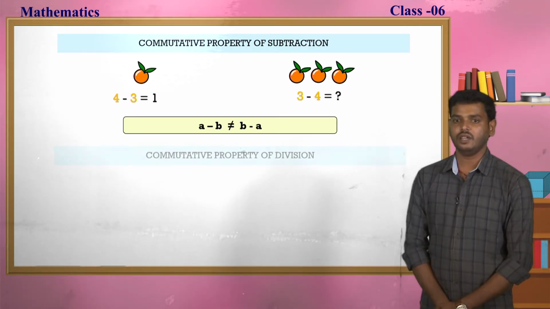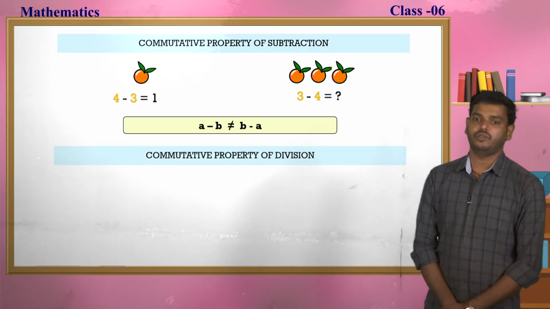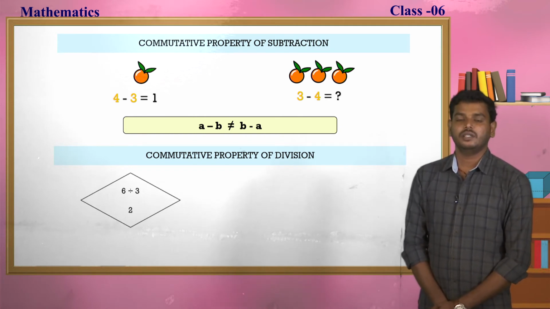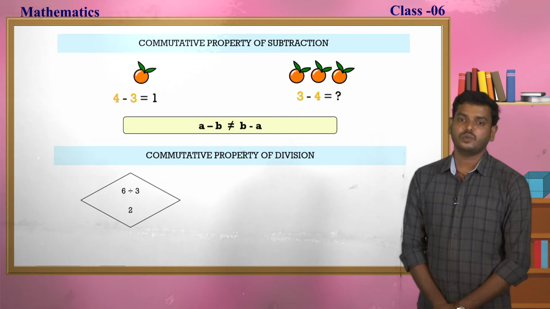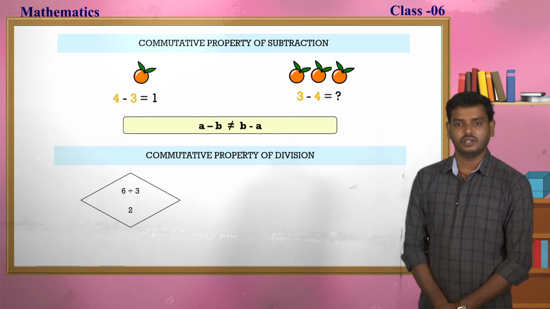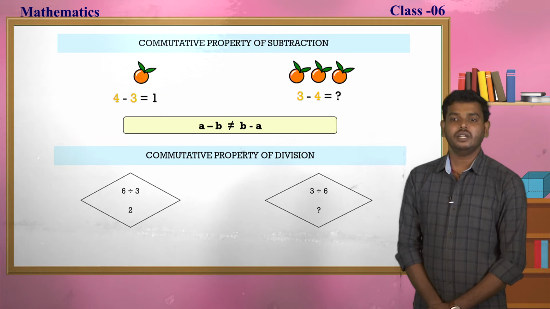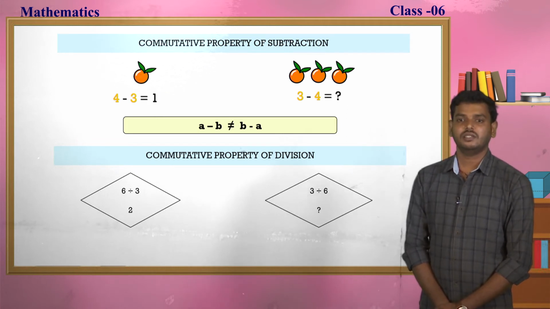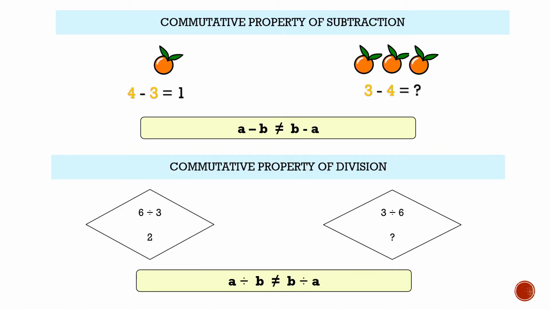In the same way, we will go to commutative property of division. Here we have an example, that is 6 divided by 3. What is the answer, children? It is 2. What about 3 divided by 6? Of course, it is not possible to divide. Hence, I can say that A divided by B is not equal to B divided by A. By this, I can also conclude that commutative property is not closed under division.